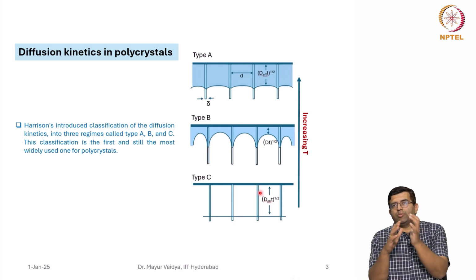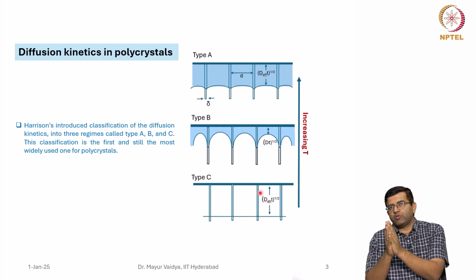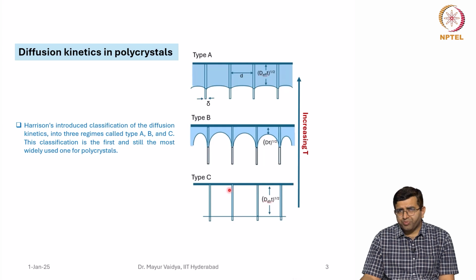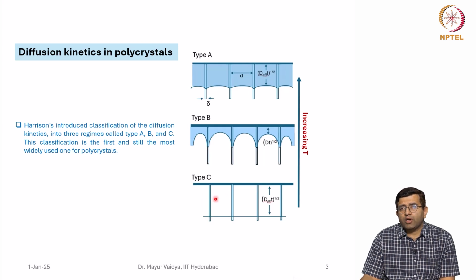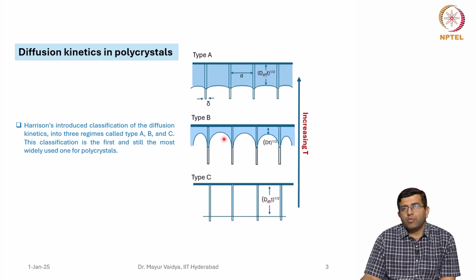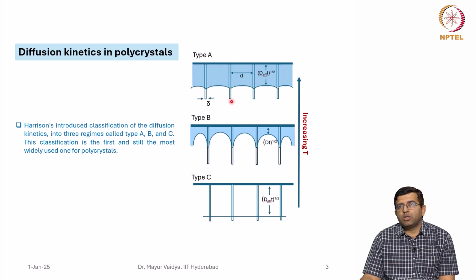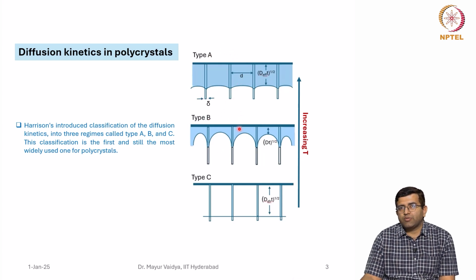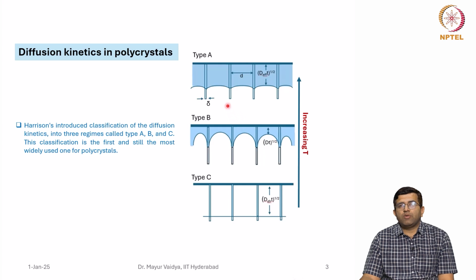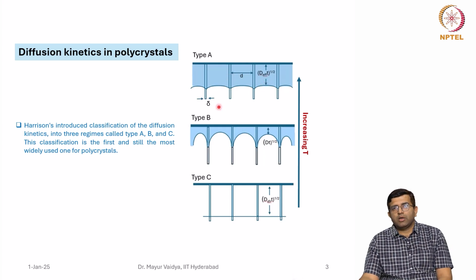The key takeaway from the schematic is the relative amount of tracer present. When I say relative, it means what is present in the grain boundaries compared to what is present in the grains, which is different in the C regime than in the B regime, and than in the A regime. This is the basis of the classification, and now we will see these kinetic regimes one by one and what they mean.